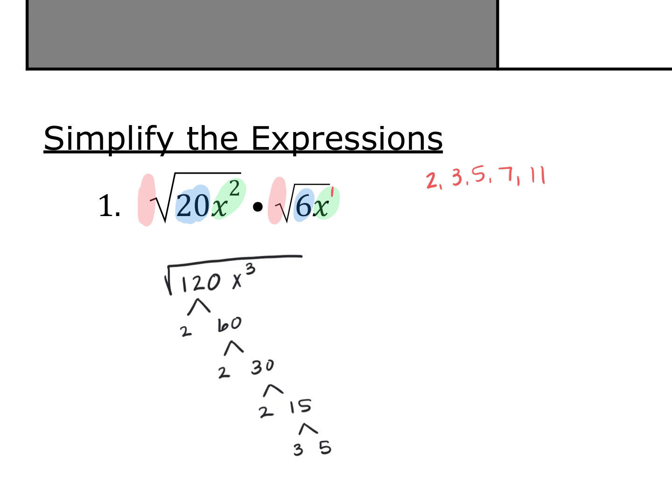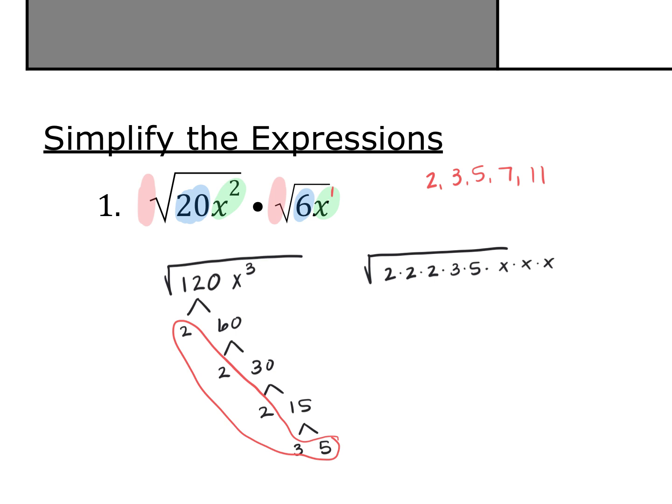So now I'm going to take all of these prime numbers that I found, and I'm going to put them under my radical. So I'm going to move that over here underneath this radical. So I have 3 2's, so I'm going to say 2 times 2 times 2. I have a 3 and I have a 5. And then when I look, if I have x to the third, that means I have 3 x's. So 1, 2, 3. And those all are underneath that radical.